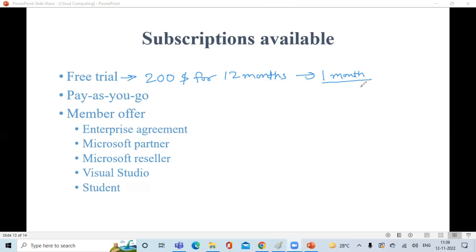Okay. So only for that 1 month can you utilize the free service. But after 1 month, you have to upgrade yourself to a pay as you go account. Once you upgrade to the pay as you go account, for the next 11 months, you will get a few services free of cost. But after that, you need to pay for it.